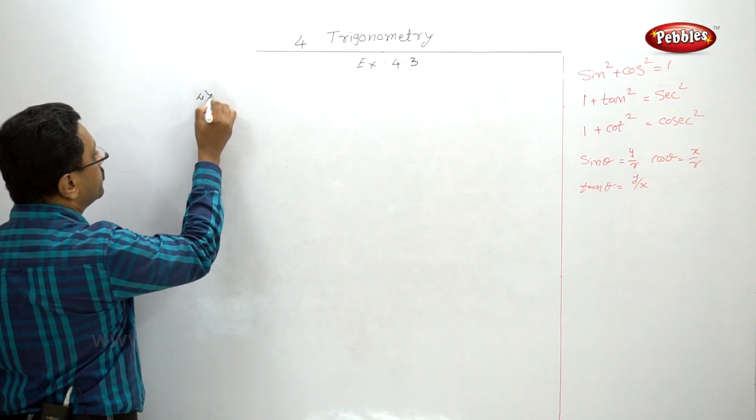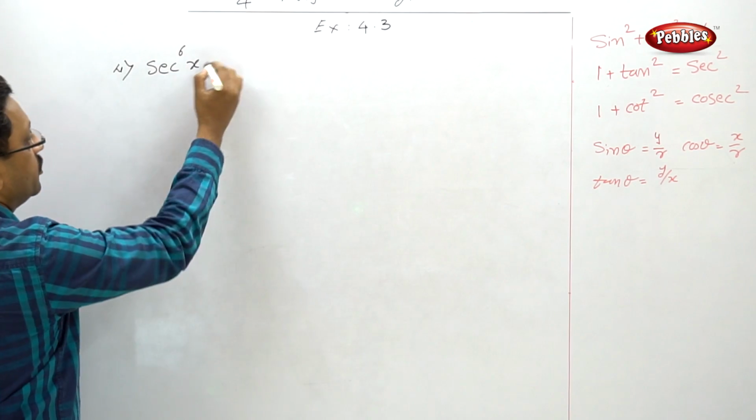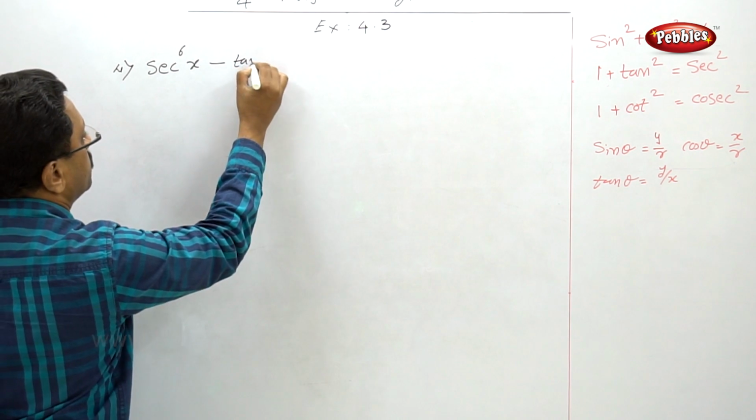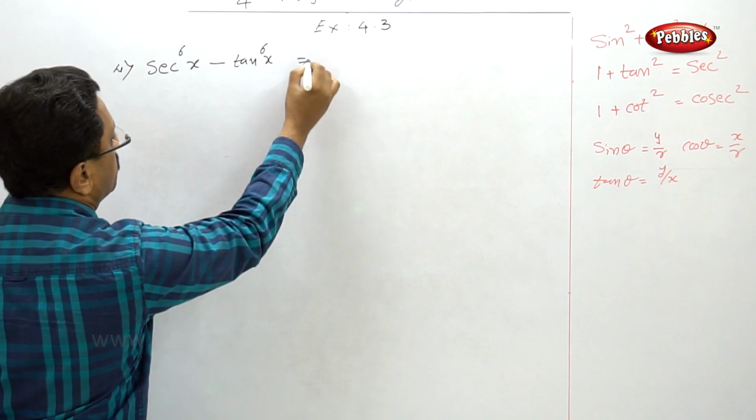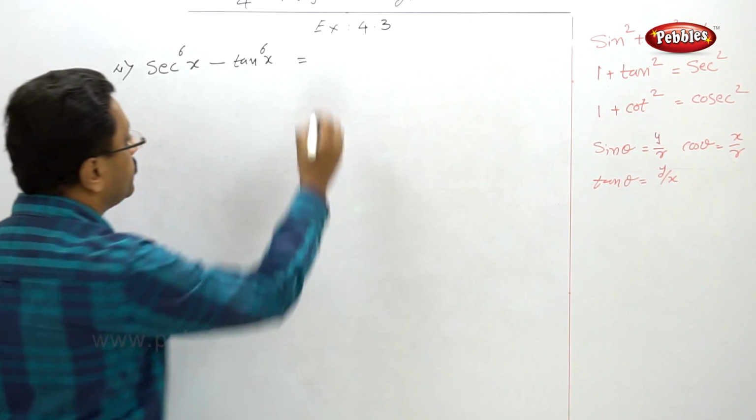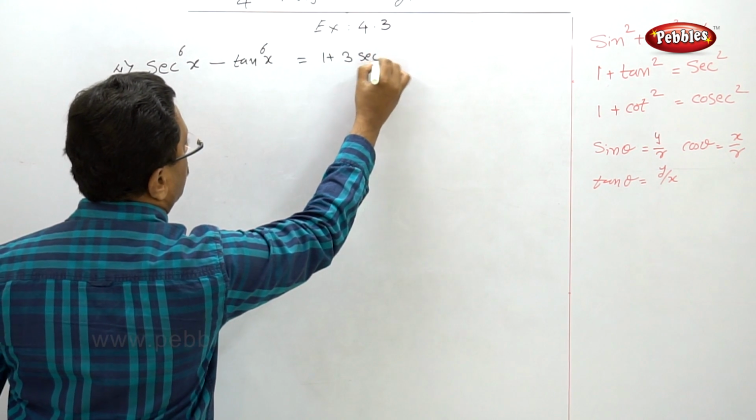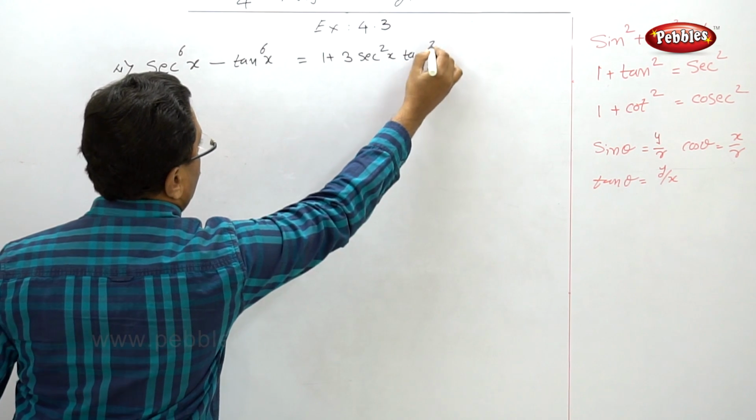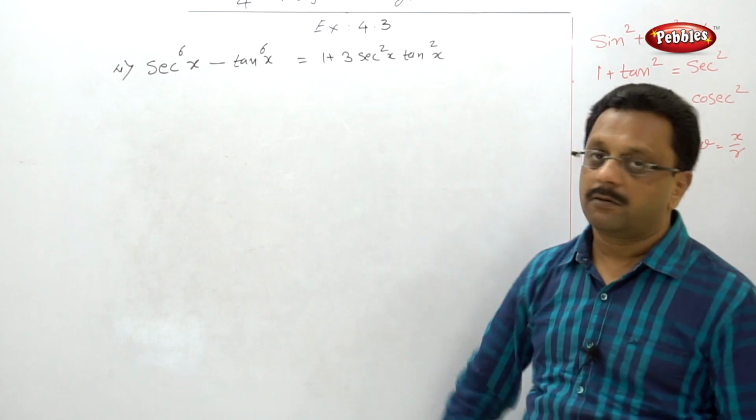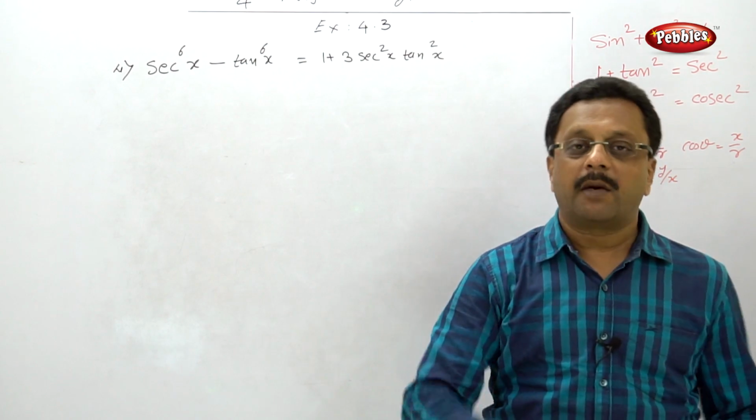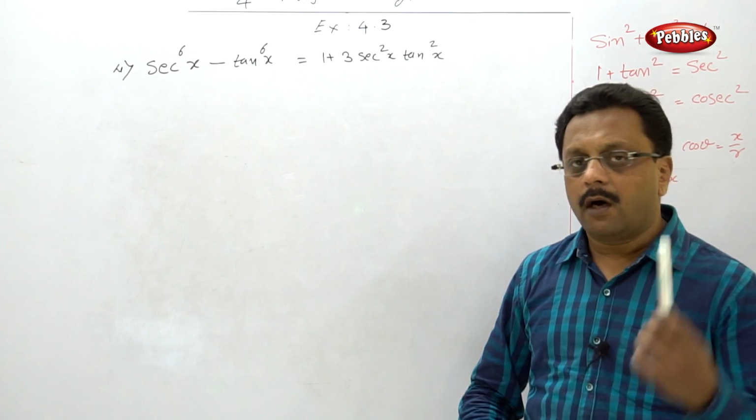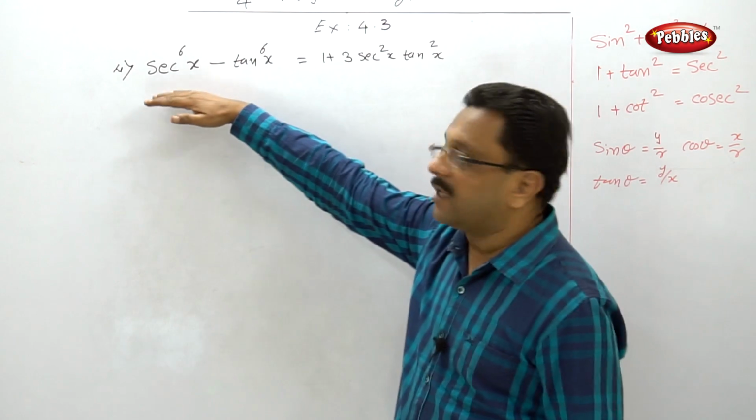Fourth one is sec raised to 6x minus tan raised to 6x is equal to 1 plus 3 sec square x tan square x. Actually speaking, there is no meaning to this example. Okay, you give something and somehow you find out this value. Actually it has got no meaning. But how will you solve this? We'll start with the left hand side.